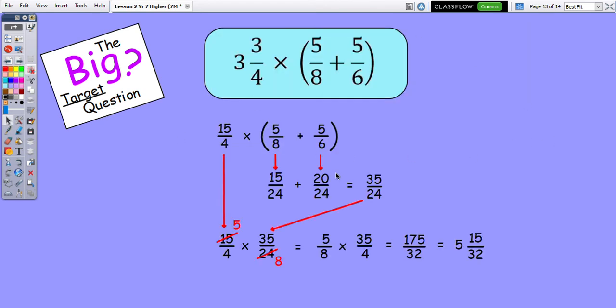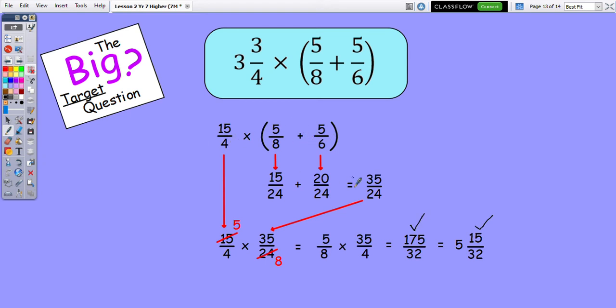Excellent. Hopefully you got the right answer. 175 over 32. It's a bit of a horrible fraction, and that can be written as 5 15/32. Okay, so let me explain to you how I accomplished this. I rewrote 3 3/4 as 15 over 4 and just rewrote the question again.